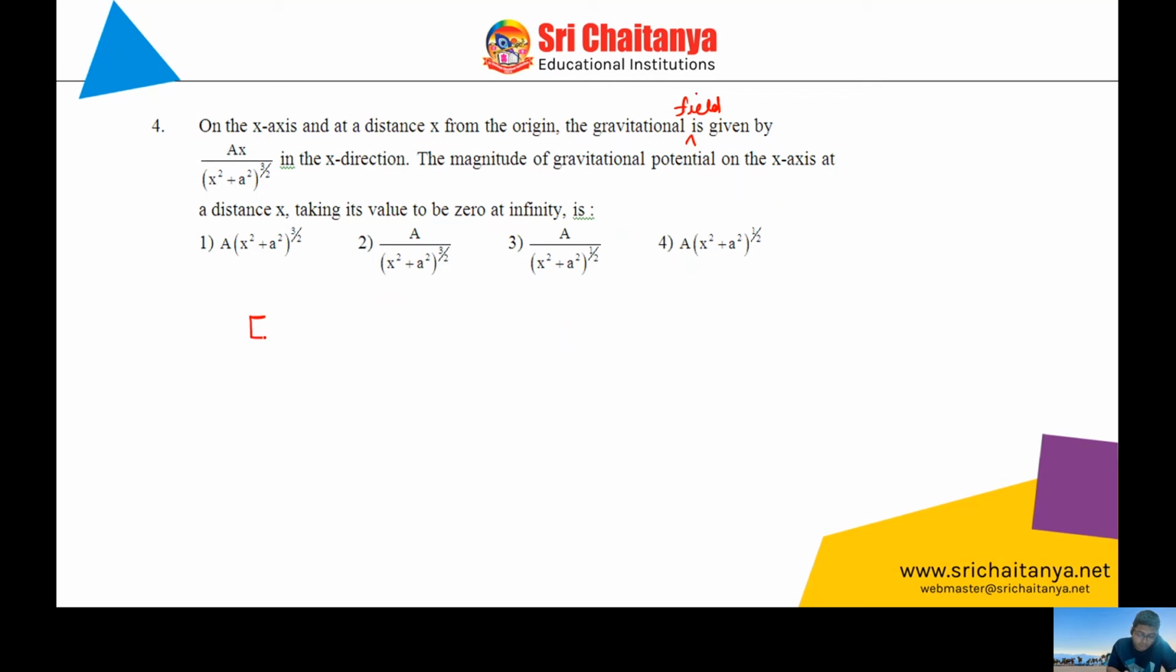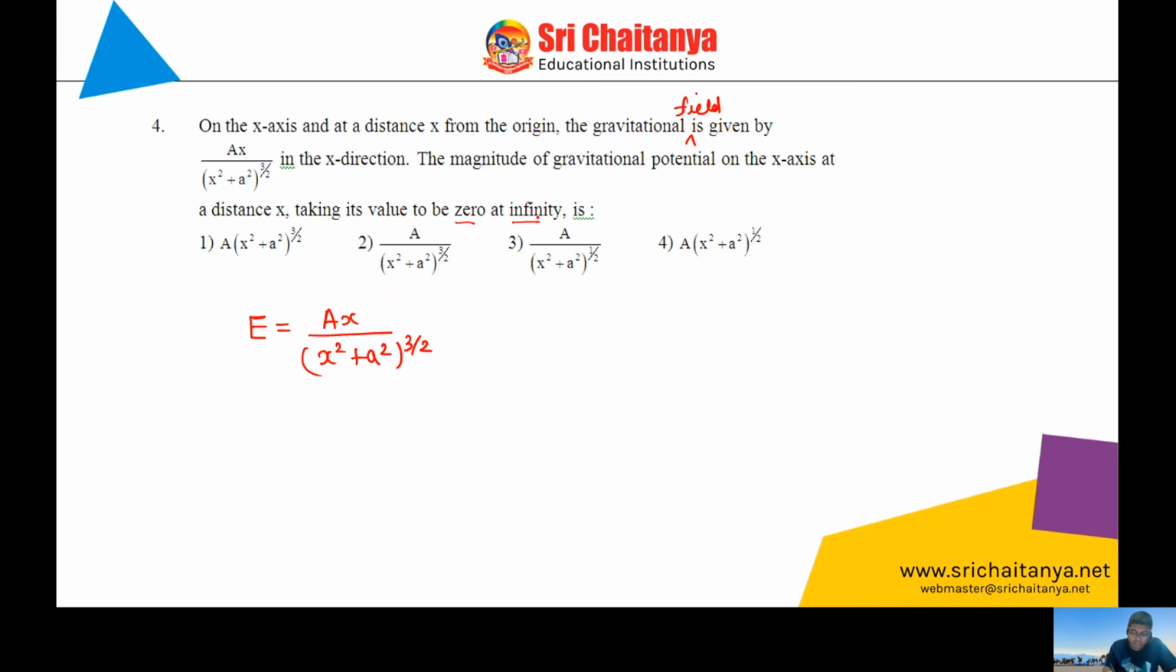E is given to you. The gravitational field, the field expression is given to us as ax upon x square plus a square to the power 3 by 2. And we are required to find out the expression for the potential as a function of x. And the reference point is also given to you as 0 at infinity.